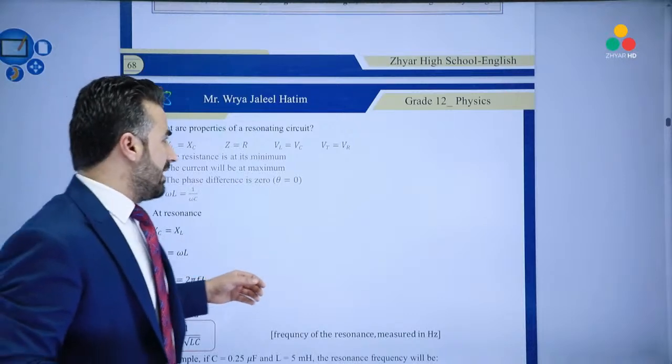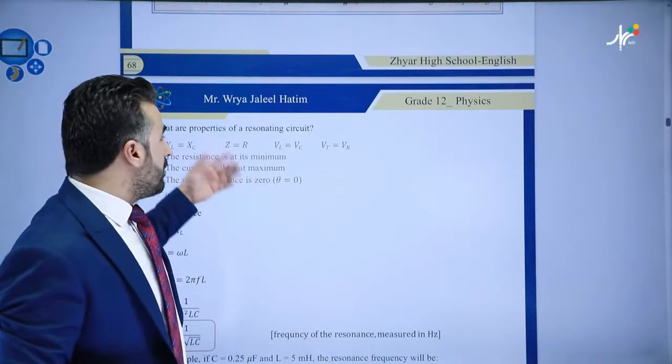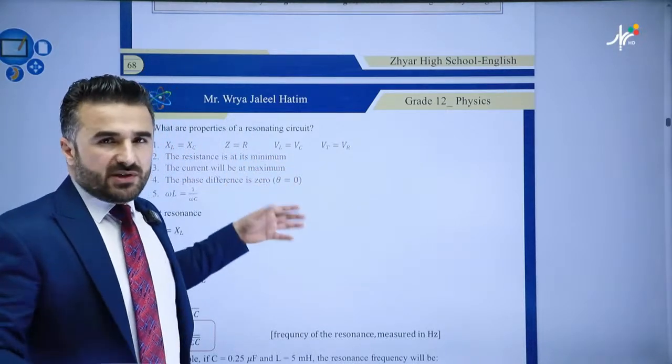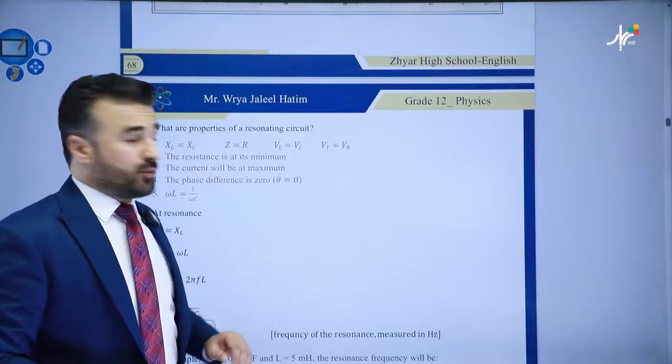So the entire impedance, or the entire resistance of the circuit, will be the resistance of the resistor here.